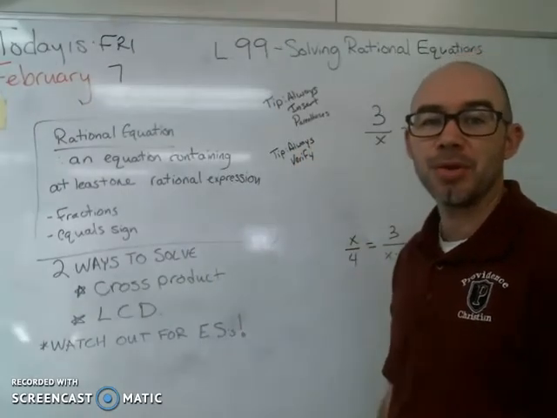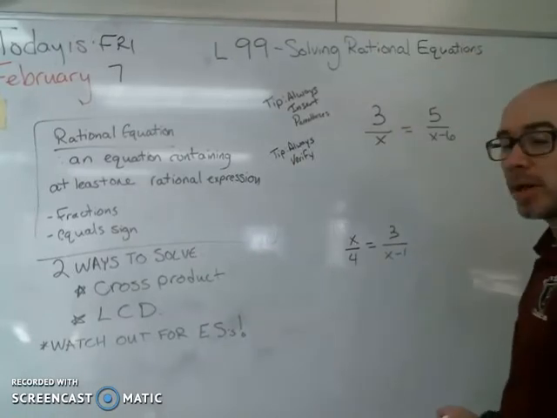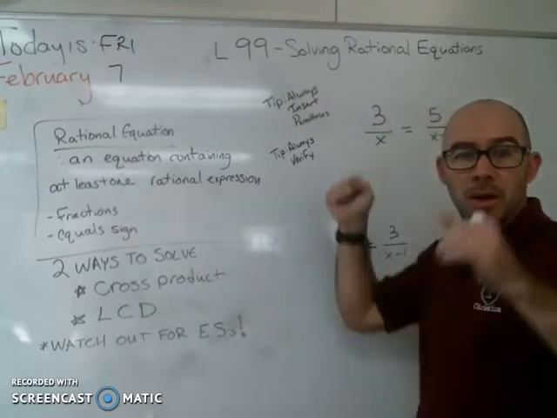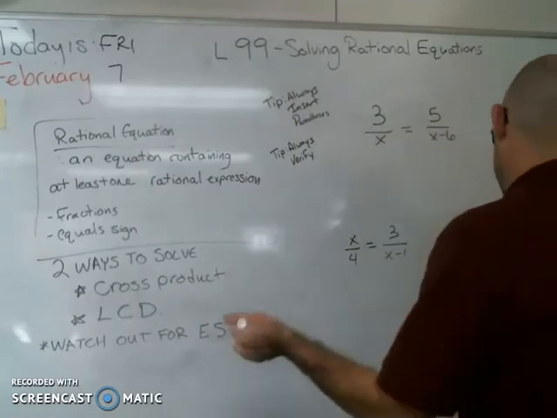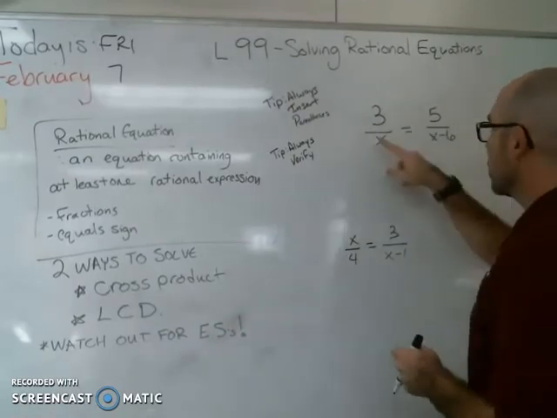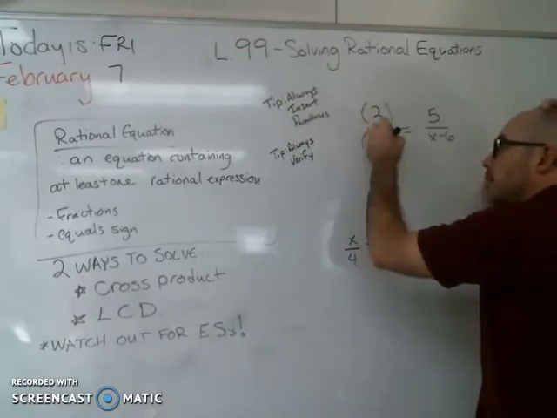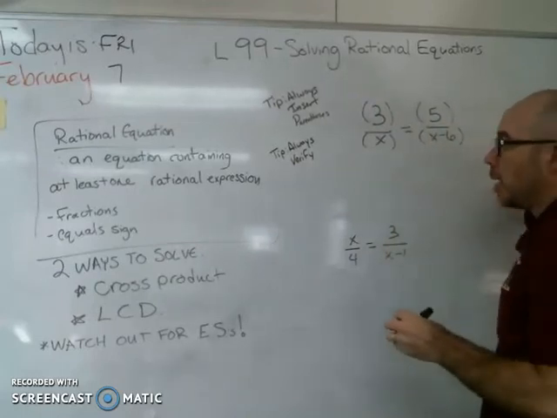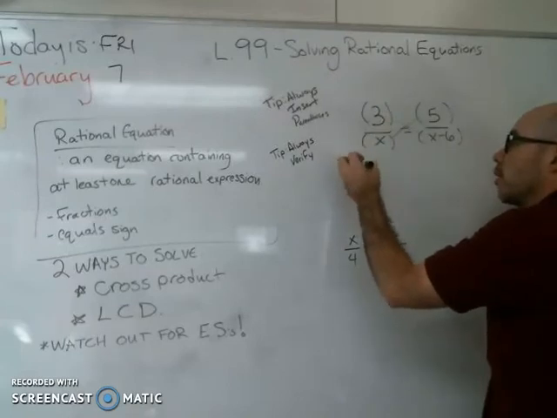Tip number 1. Always insert parentheses. Let's go. Cross products. Let's insert some parentheses. Parentheses around everything. Cross product means we multiply these two together and we multiply these two together and put them on the same side.